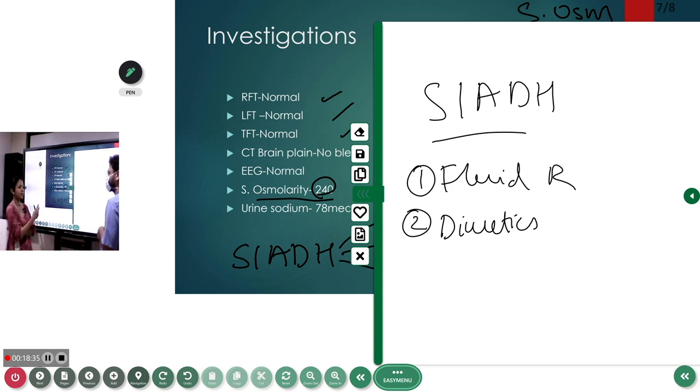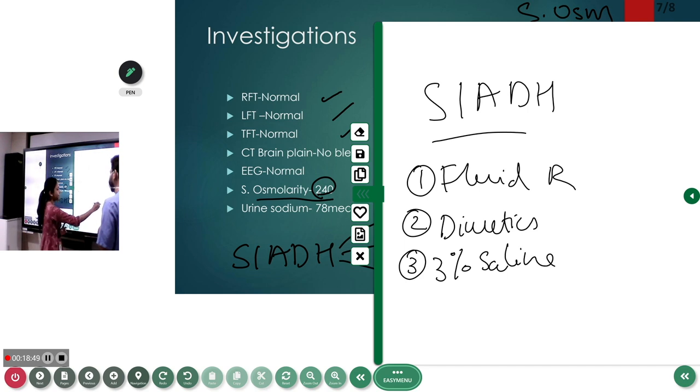Second, we can give diuretics, because in SIADH, even though we call it euvolemic, the patient's body will be having extra water. So we can give diuretics, remove the water, and then sodium can be normal. So first, we should restrict the fluid. Second, we can give diuretics. Then if not improving, we can give 3% saline. But since this patient's sensorium was very low, we don't want her to have a seizure because of hyponatremia. So we gave 3% saline.